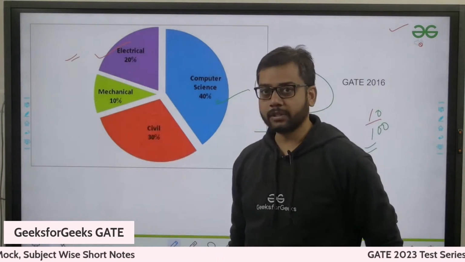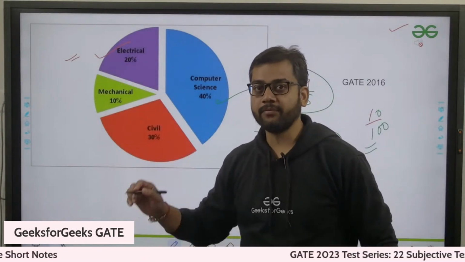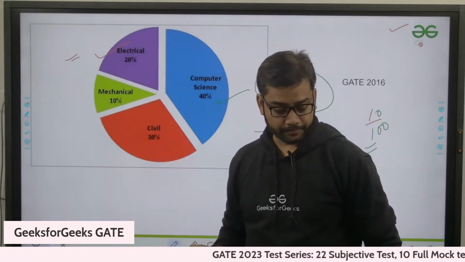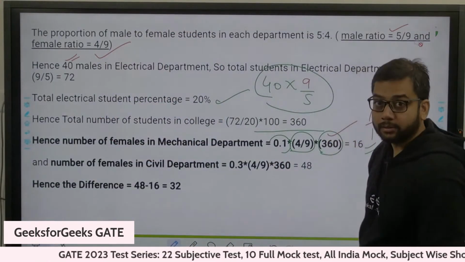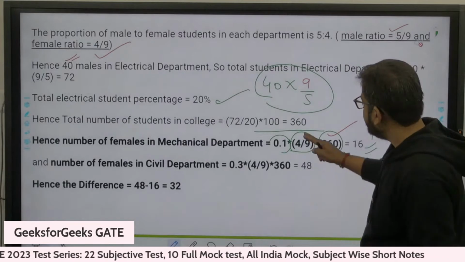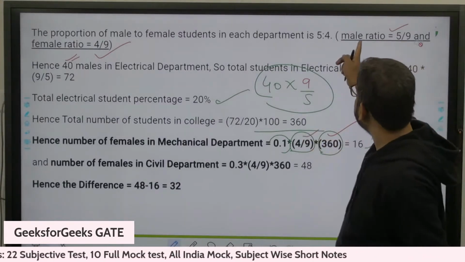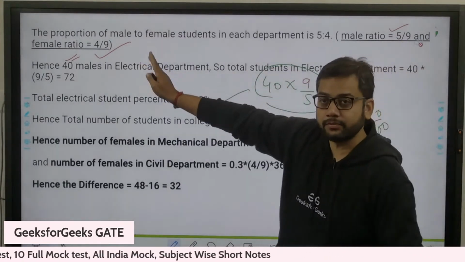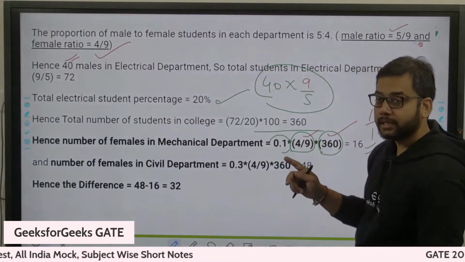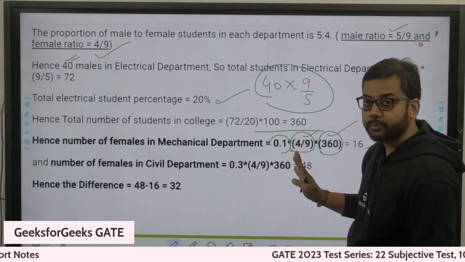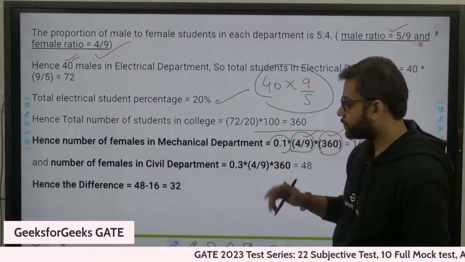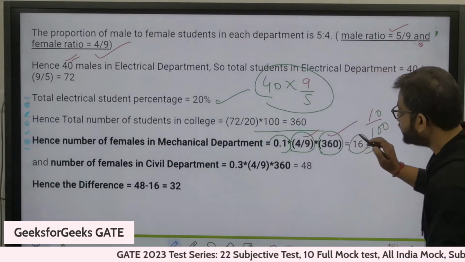Now we have to find out for the mechanical. In the mechanical specifically, we have to find only the females. So in mechanical, 360 is the total college number. Female is basically, see, from the male ratio 5/9, the female ratio is 4/9, and in mechanical only 10% are the students. So either write 0.1 or 10/100. This will give you 16.